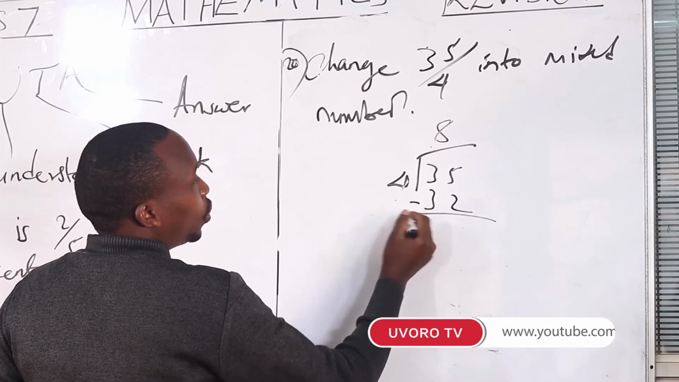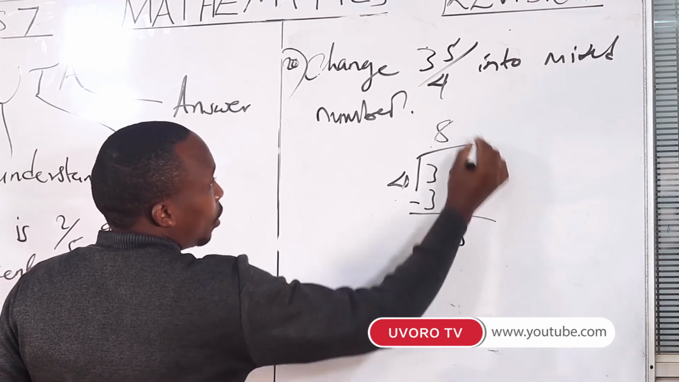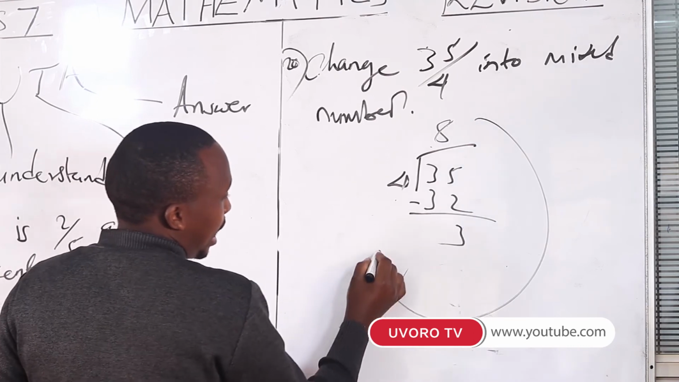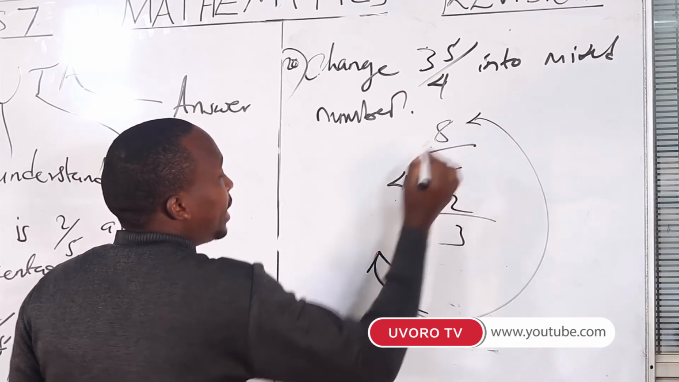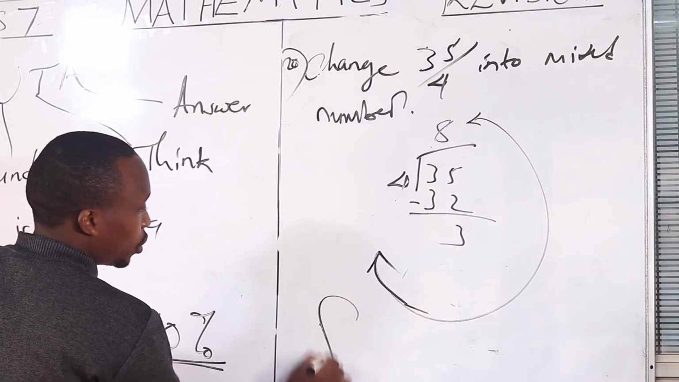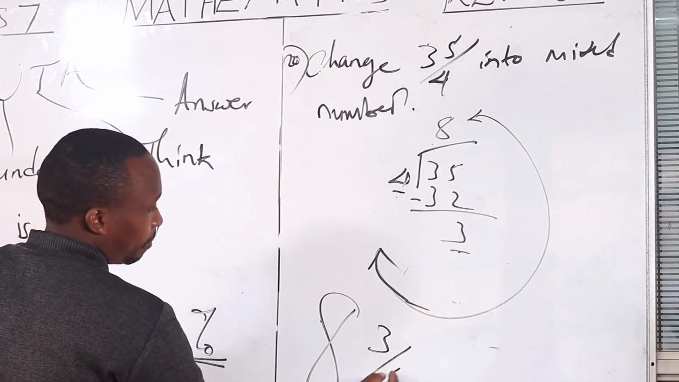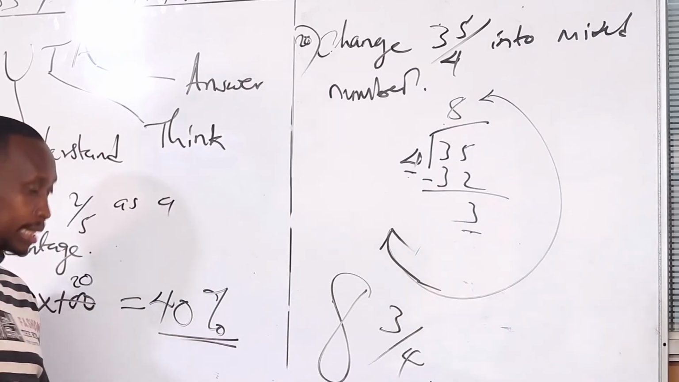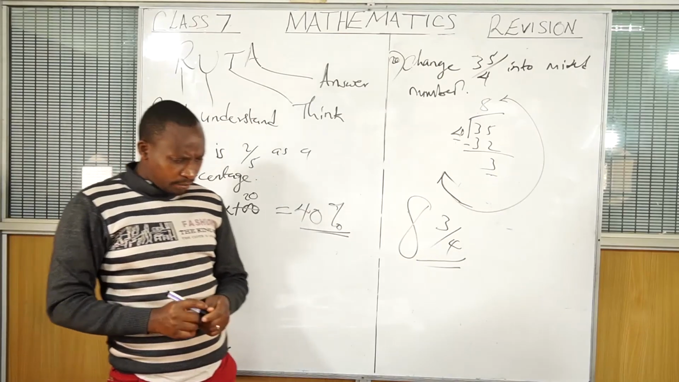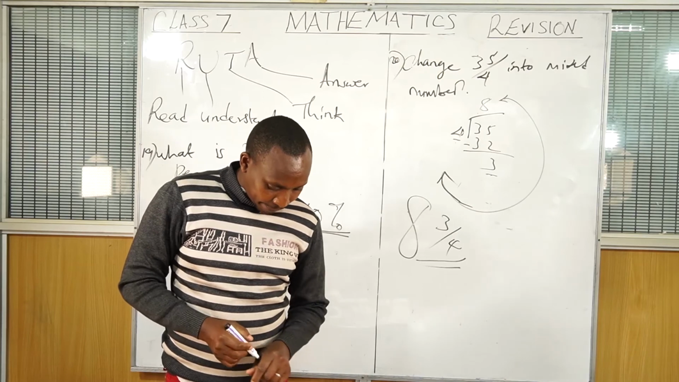Because of that 32, you minus 3. We said that you use this arrow when writing. Now, so you start with 8, then 3 over the 4. That is our answer. Now, we've come to the end of our lesson for today.